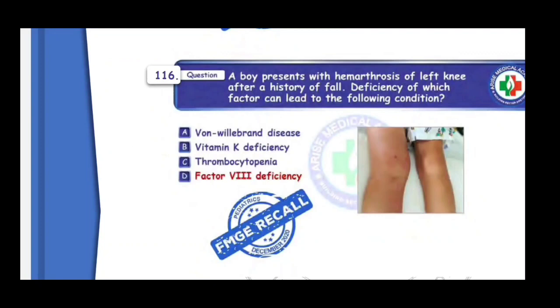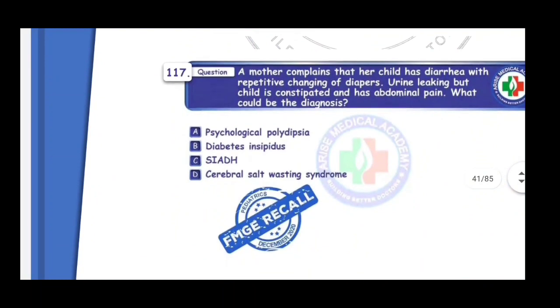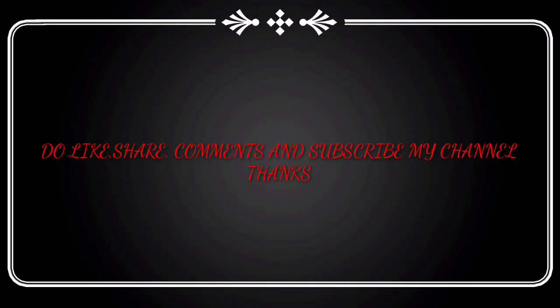A boy presents with hemarthrosis of left knee after a history of fall. Deficiency of which factor can lead to the following condition? Factor 8 deficiency. A mother complained that her child has diarrhea with repetitive changing of the diaper, urine leaking, was considered constipated, and has abdominal pain. What could be the diagnosis?